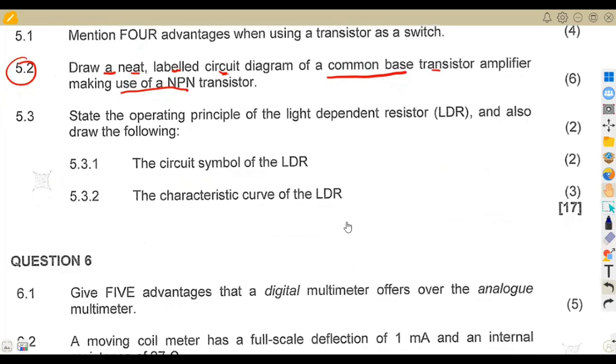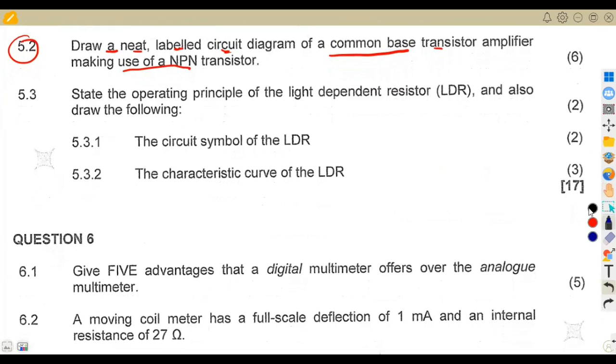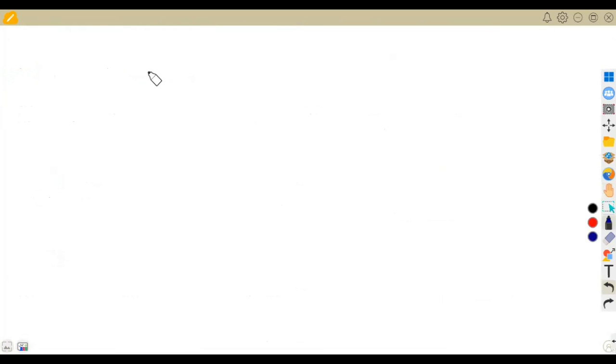State the operating principle of the light dependent resistor. That is now 5.3, and also draw the following: the circuit symbol of the LDR and the characteristic curve of the LDR. So we are explaining the properties of the LDR, in this case the light dependent resistor. Let us check the principle first.